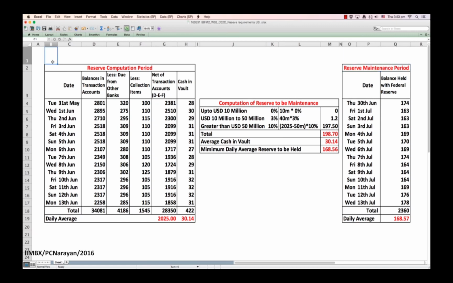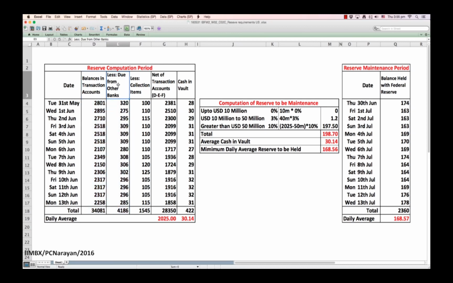The reserve computation period. The reserve computation period runs for 14 days. As you can see here, it starts on a Tuesday and goes through to the Monday after next, a total of 14 days. The balances in the transaction accounts, and the definition of transaction accounts we have seen in the earlier video. The daily transaction account balances are given in this column. The total for the 14 days works out to 34081.